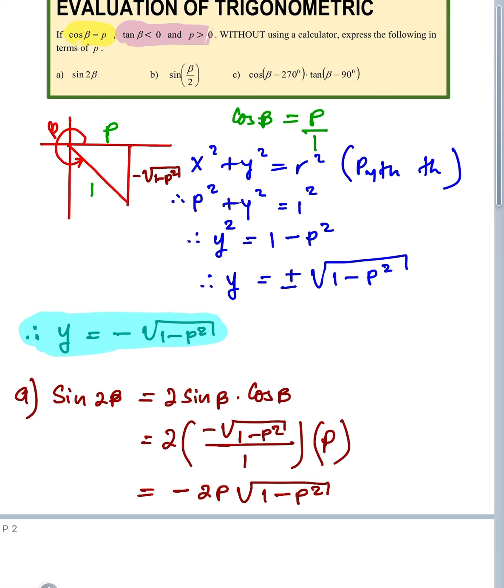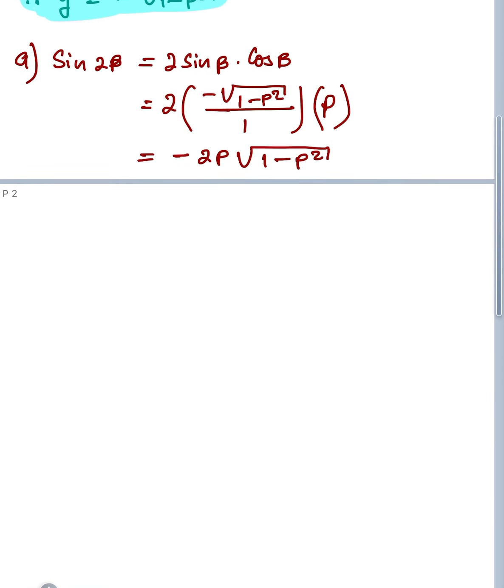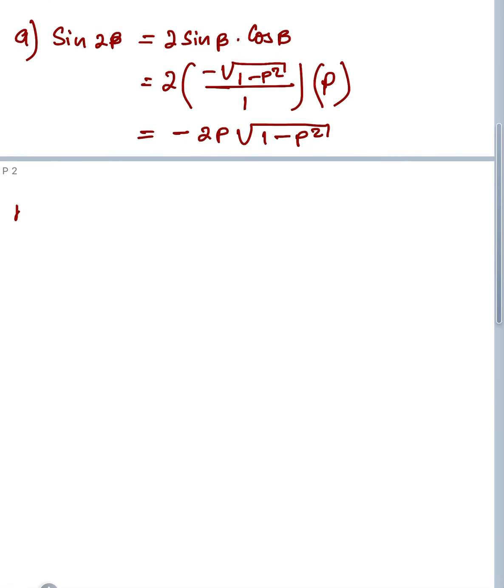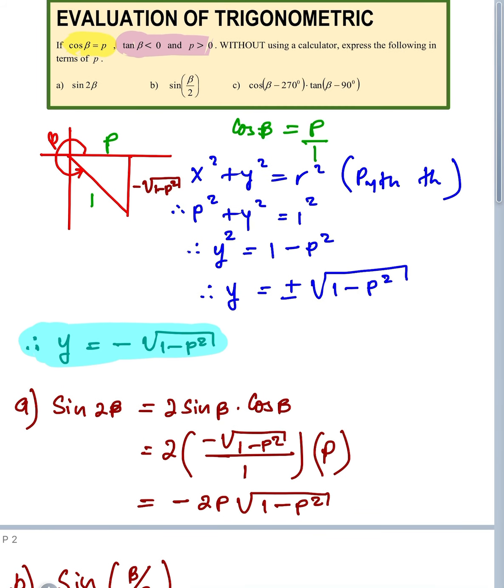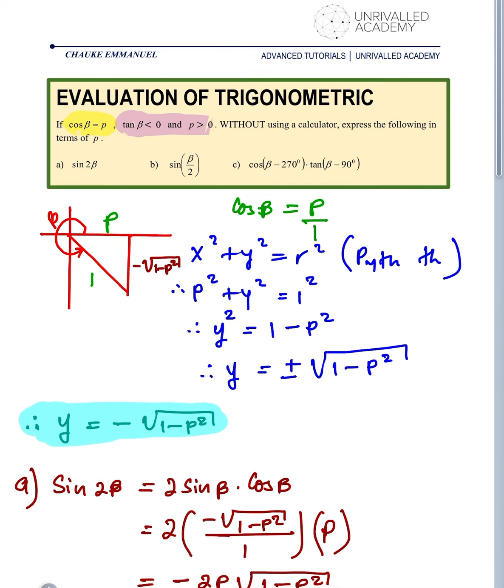Now I'm going to solve the b part of the question. With the b part, we have to evaluate sine of beta over 2. If you look at it, you'll see that this one is not a double angle of any trig ratio, but we have to be extra careful. It means that we can use some trigonometric or algebraic manipulation right there. It's very easy.